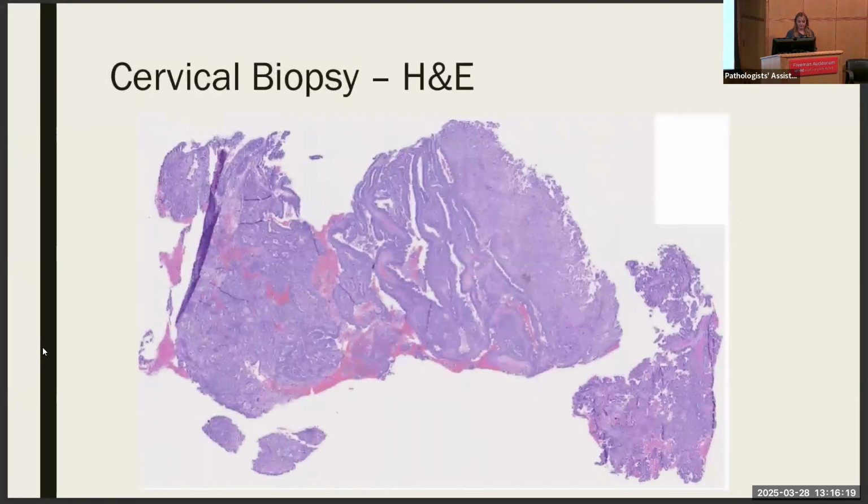So here's the H&E of the biopsy. We can see that pretty much the entire piece of tissue is taken over by this papillary glandular structure. We have a lot of nuclei, it's very purple.